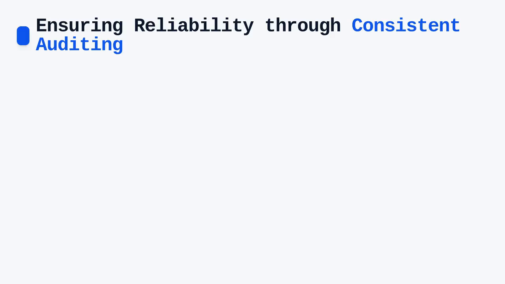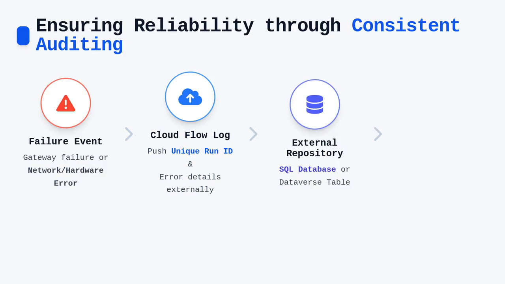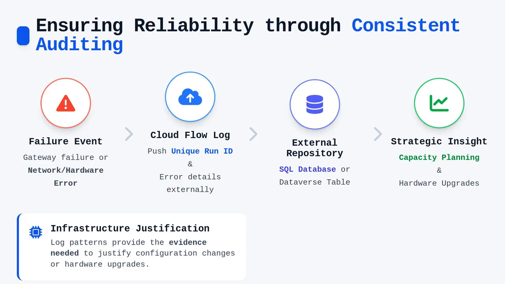Reliability also requires consistent auditing, which we achieve by pushing failure states into an external repository, such as a SQL database or a dedicated Dataverse table. Every time a gateway failure occurs, the cloud flow should log the unique run identifier and the specific nature of the hardware or network error. This logging pattern provides the raw data needed for long-term health monitoring and capacity planning for your RPA infrastructure. If we observe a pattern of recurring connectivity issues on specific machines, the logs will provide the evidence necessary to justify hardware upgrades or network configuration changes.